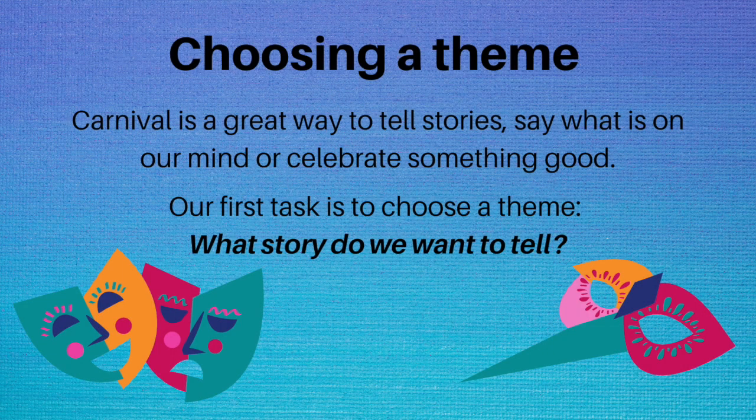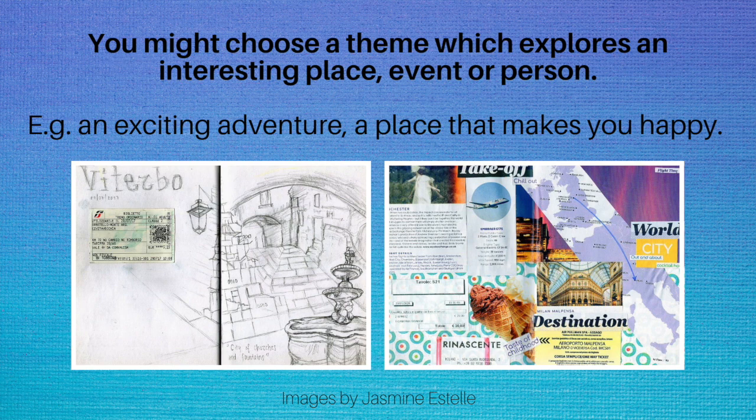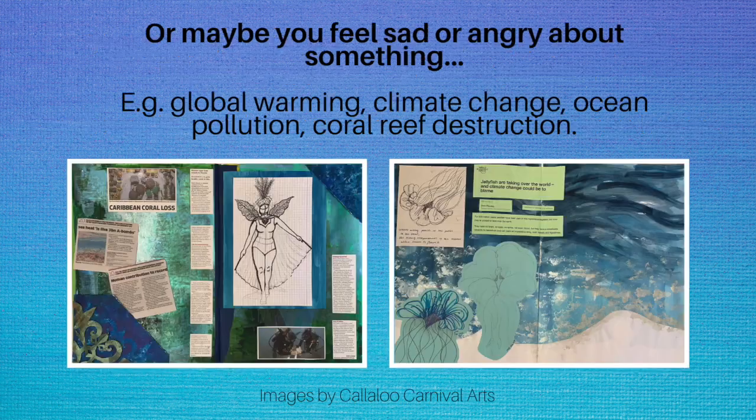Choosing a theme. Carnival is a great way to tell stories, say what's on your mind, or celebrate something good. Our first task is to choose a theme. What story do you want to tell? You might choose a theme which explores an interesting place, event, or person. For example, an exciting adventure or a place that makes you happy. Or maybe you feel sad or angry about something. For example, global warming, climate change, ocean pollution, or coral reef destruction.